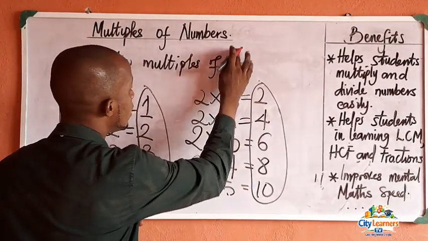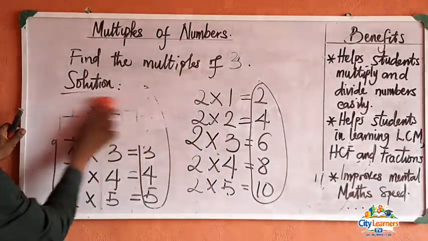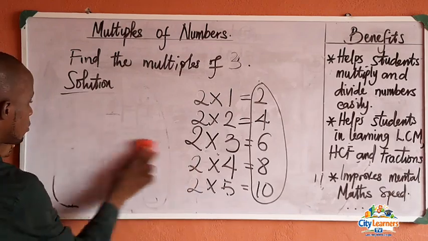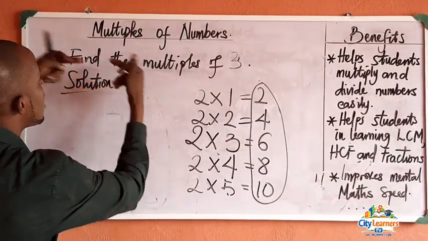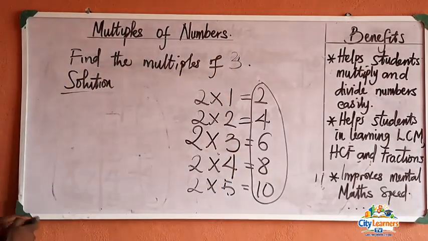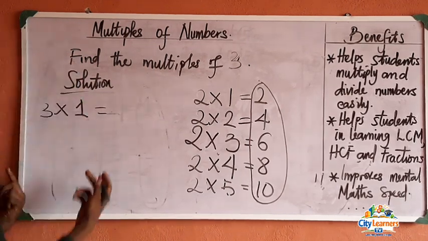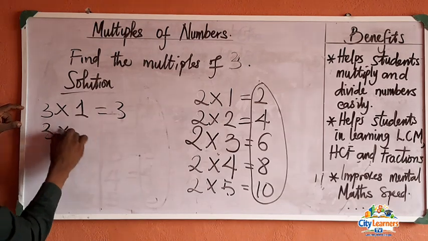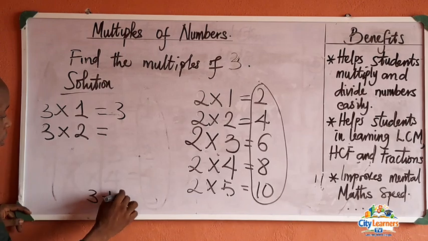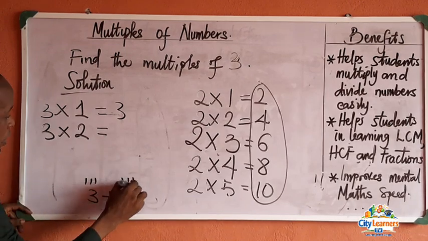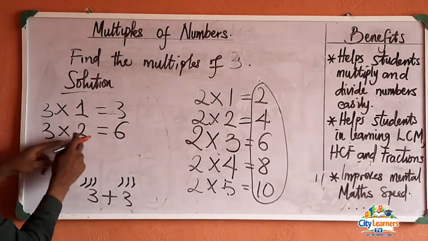The same thing if you are given 3. Let's assume 3 is the given number. Let's assume the question says that you should find the multiples of 3. So 3 now is the given number. Start multiplying the 3 by whole numbers beginning from number 1. 3 added in one place will be 3. And also 3 added in 2 places. 3 multiplied by 2. If you add 3 in 2 places, you see 1, 2, 3, 1 place, 1, 2, 3, 2 places. Count all together. 1, 2, 3, 4, 5, 6. That gives you 6. So 3 times 2 is 6.